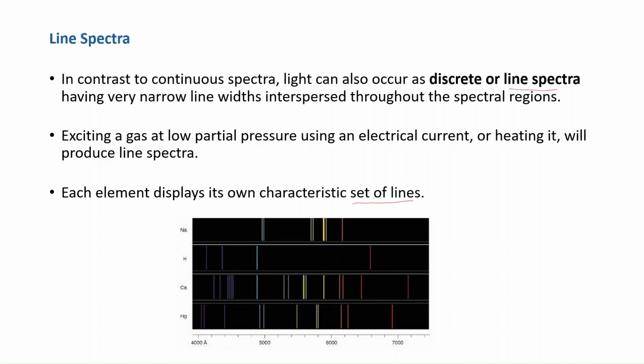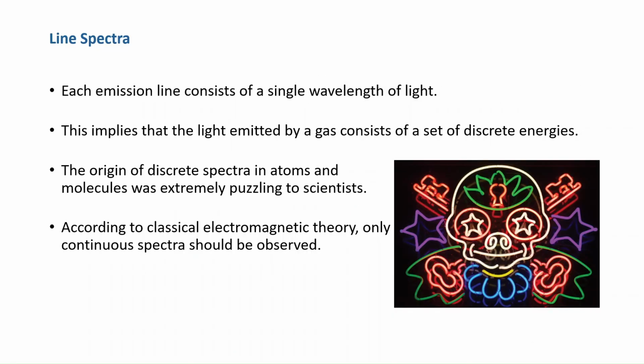The problem was, how do you explain individual lines instead of a continuous spectrum? Okay? Basically, every line is a single wavelength, because we said the wavelength or the frequency determines the color. So the gas is emitting energy in sets of discrete energies. It's quantized again. You don't have every possible energy. You just get, in some of them, 2 or 3 lines, 2 or 3 energies that are emitted, and that's it. And that was very confusing because classical electromagnetic theory says that you should only get continuous spectra, but that's not what scientists were observing.